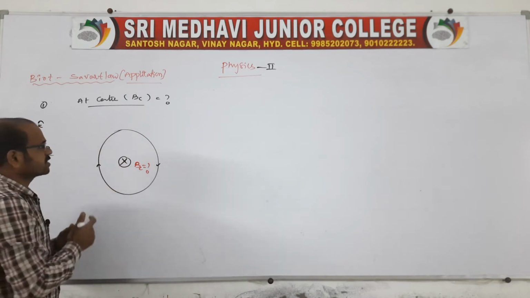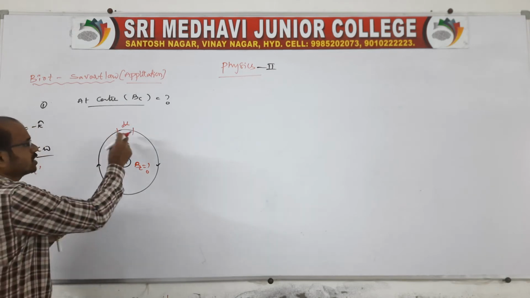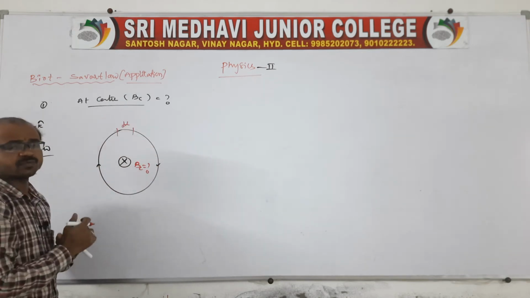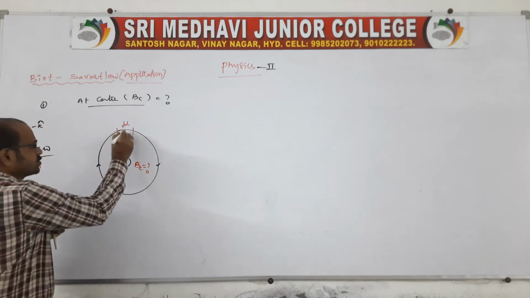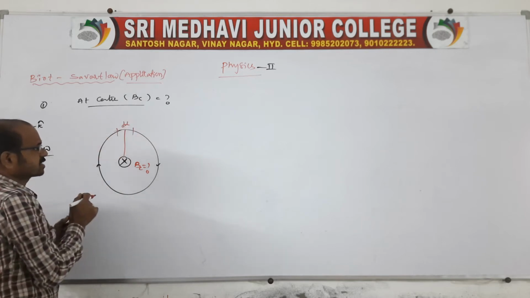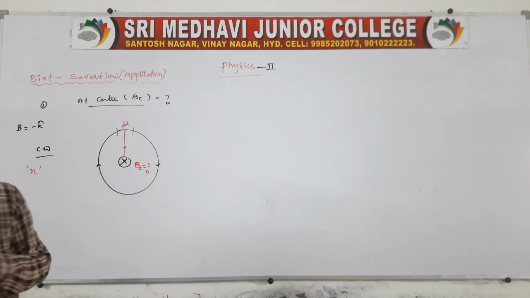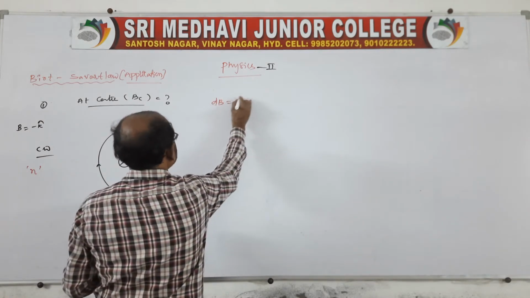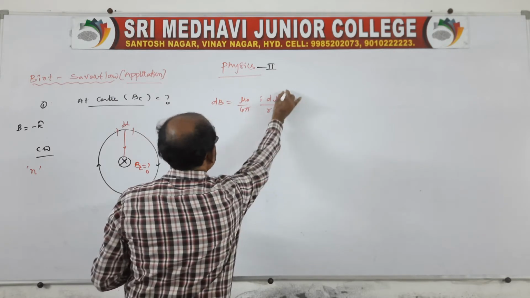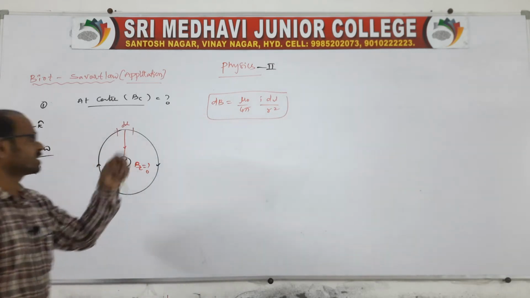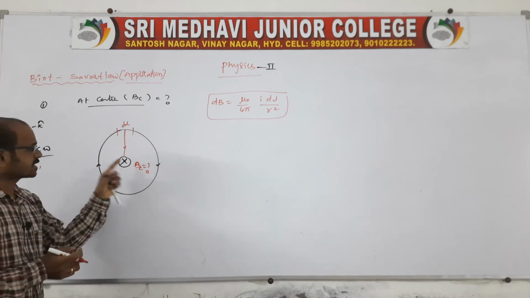Then again you take one small length of the current carrying circular coil. dl is the small length, because I don't know how much the length is. It is, we can say, infinite length, and it contains N number of turns. So due to this small length of the circular coil, the magnetic induction acting at the center is BC, that we need to find. According to this, we know dB is equal to mu naught by 4 pi into I dl by r square. This is due to a small length of a current carrying conductor, which is acting at the center.